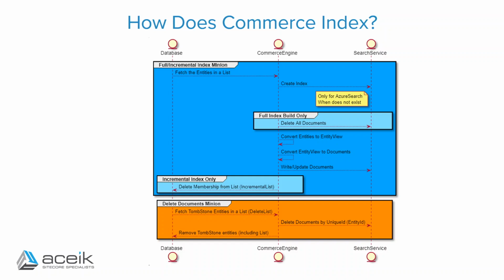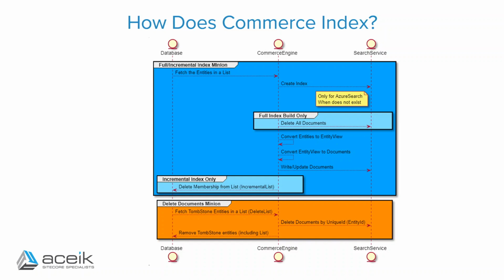So if you look at this diagram, you have full or incremental index minions and a delete documents minion, which is responsible for removing an entity from your search service if you delete it, whether it's Azure or whether it is Solr. So it gets the entities in a particular list from the database. Then if you're using Azure Search, it can actually create the index, so it ensures that the index exists. If it doesn't exist, it'll create it for you. We'll go through that in a bit more detail in the next slide.